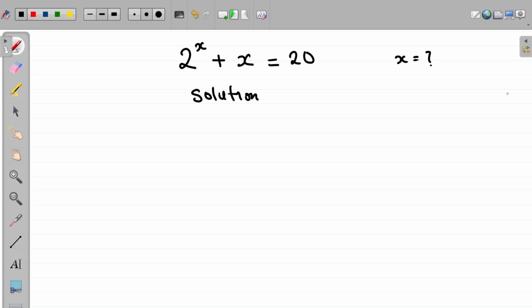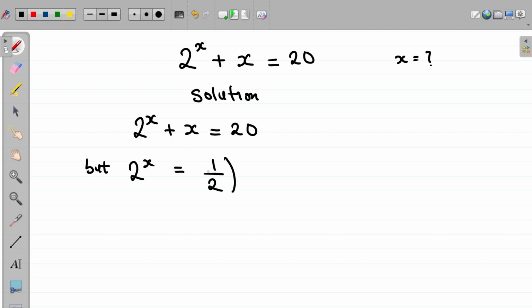Hi, we are given to solve for the value of x for the equation that says 2 raised to the power of x plus x is equal to 20. So we are given 2 raised to the power of x plus x is equal to 20. But we know that 2 raised to the power of x is equal to 1 divided by 2 all raised to the power of negative x.